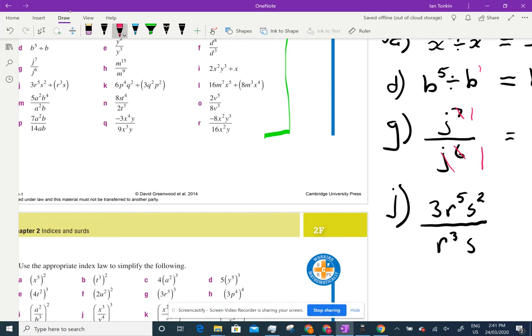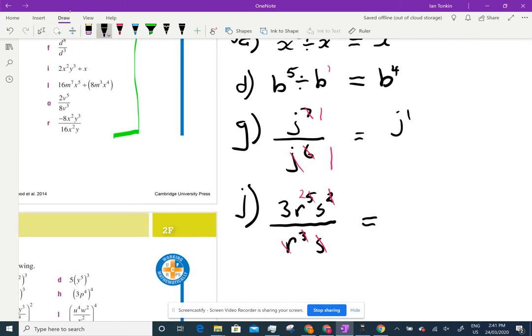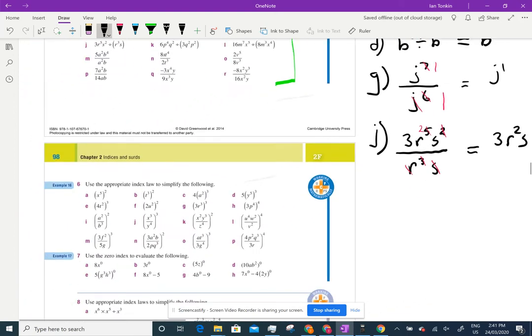And then I just cancel. One S goes, three R's go, and with two there, and away I go. So what have I got left? On the top, I've got 3R squared and an S, and underneath I've got a 1, but I don't need to write the 1, so I'm going to let it go.